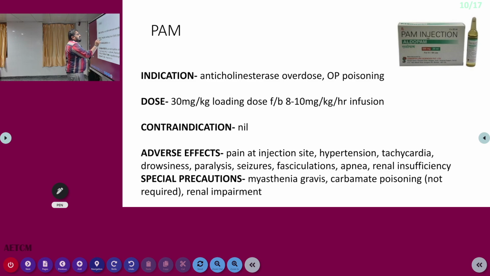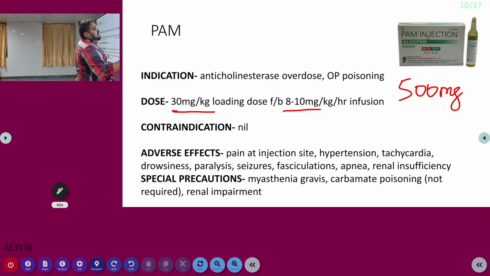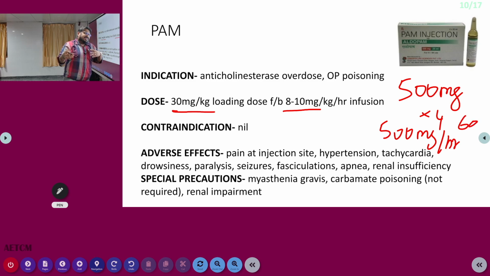Remember that you need to start with a loading dose of 30 milligram per kg, followed by 8 to 10 mg per kg. So what is available? A 500 mg vial is available. So 500 mg into 4 you can give stat. Then 500 mg per hour you can start as an infusion, approximately for a 60 kg individual. That is an approximate calculation that I have given you. There is no absolute contraindication for that.